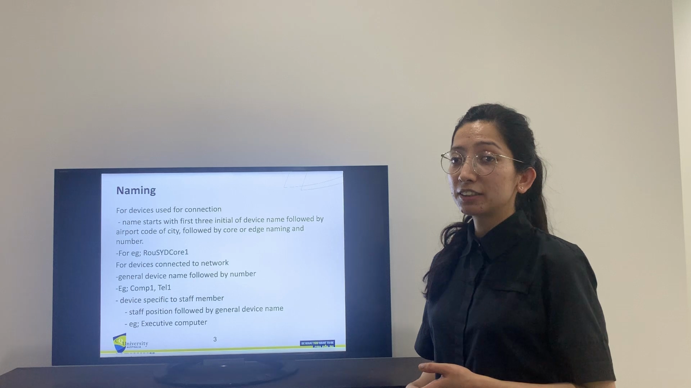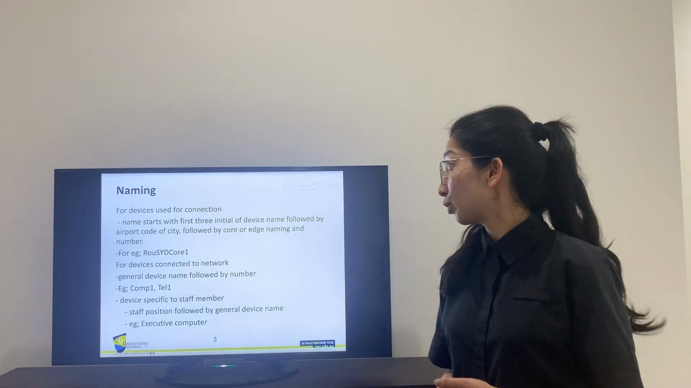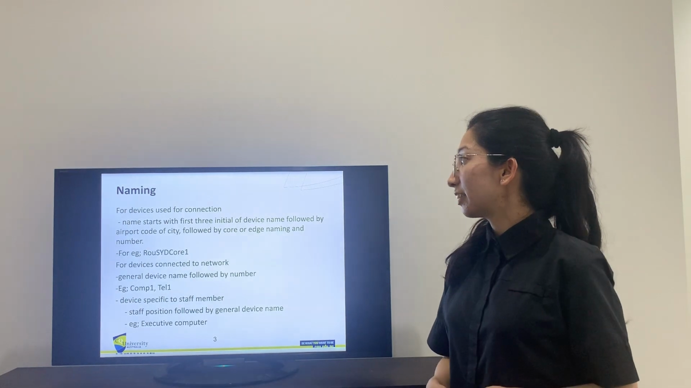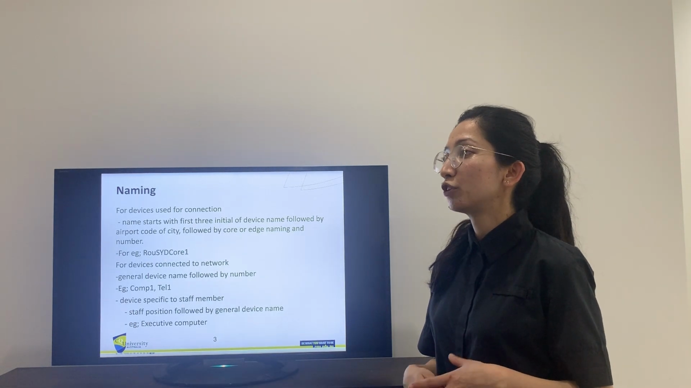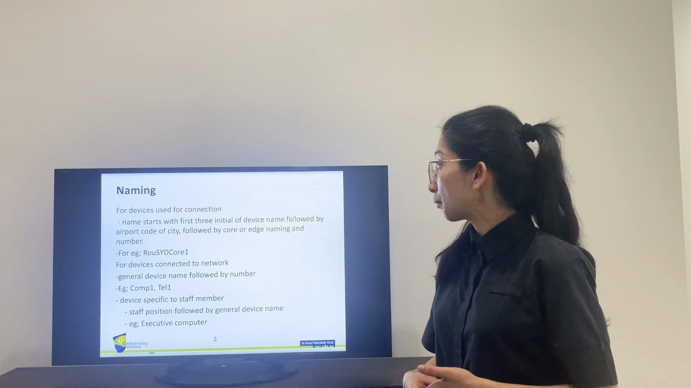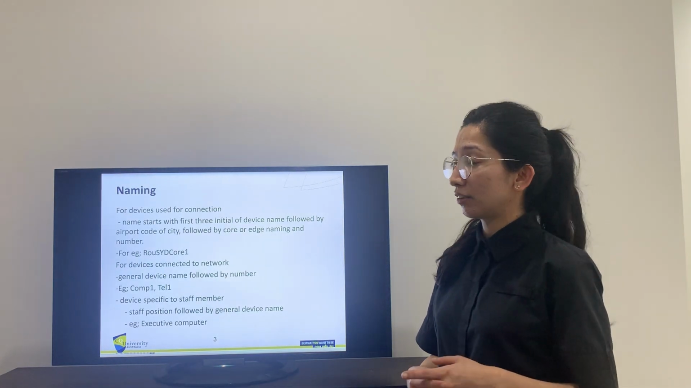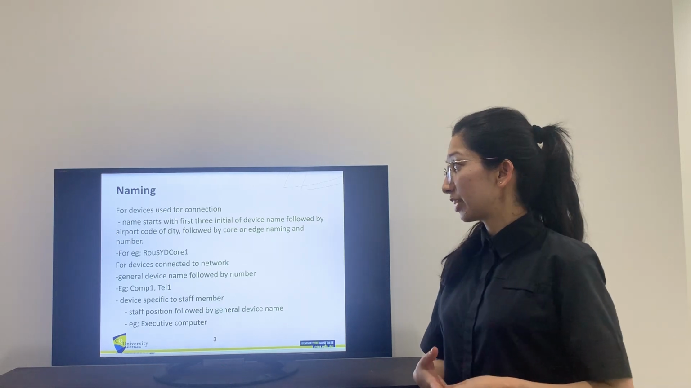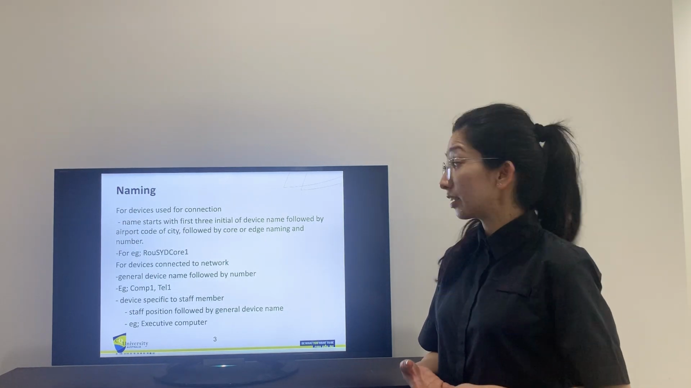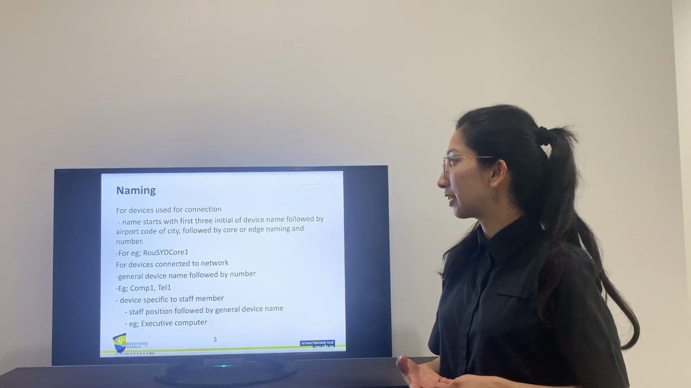Naming is necessary for identifying the devices within the network. So we have decided on a naming convention for all the devices that are used in the system. For example, the devices are divided into 2 types: devices used for connection and devices that are connected to the network. The convention starts like this.